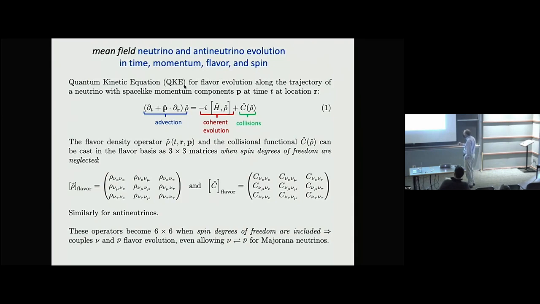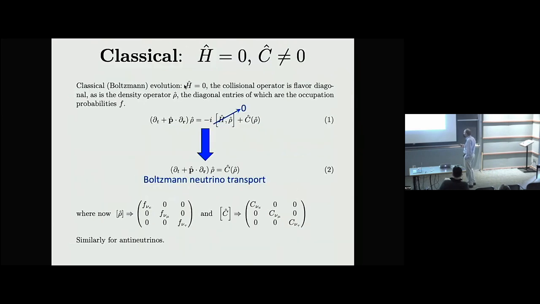And likewise for these collision terms, which are quite complicated, actually. I should have put a reference to Blaschke and Cirigliano, 2016, that calculated these for the first time. And I'm ignoring spin degrees of freedom. Actually, if you really write down the full quantum kinetic equations, they're really 6 by 6. So these density operators would include antineutrinos as well, and there are off-diagonal terms there that are related to spin and spin flip that couple neutrinos and antineutrinos in the Majorana case. I won't talk about that, but it's still nevertheless very interesting, and we'll come back to that if there's time.